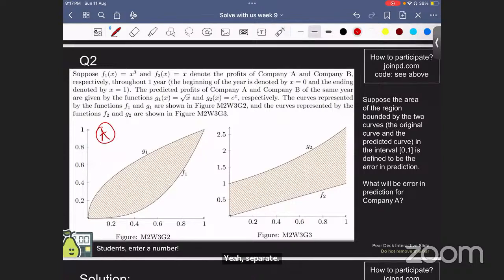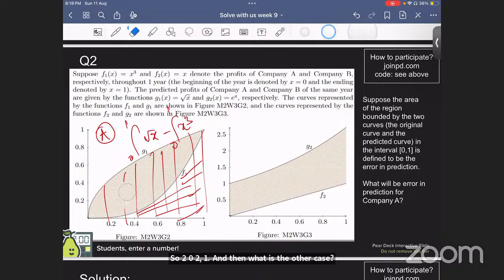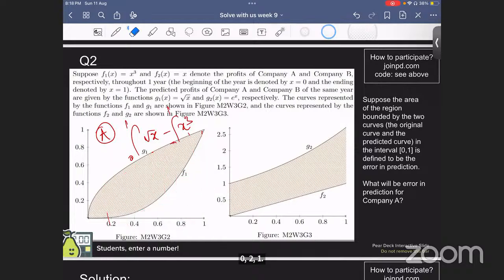So error you have to calculate. So whatever the root x function you have been given, you have to calculate the area under the whole curve and then subtract this area. Correct? You'll be getting the correct error in prediction. So 0 to 1, and then what is the other case? X cube 0 to 1. If you solve it, you'll be getting the correct answer. Let's solve it.